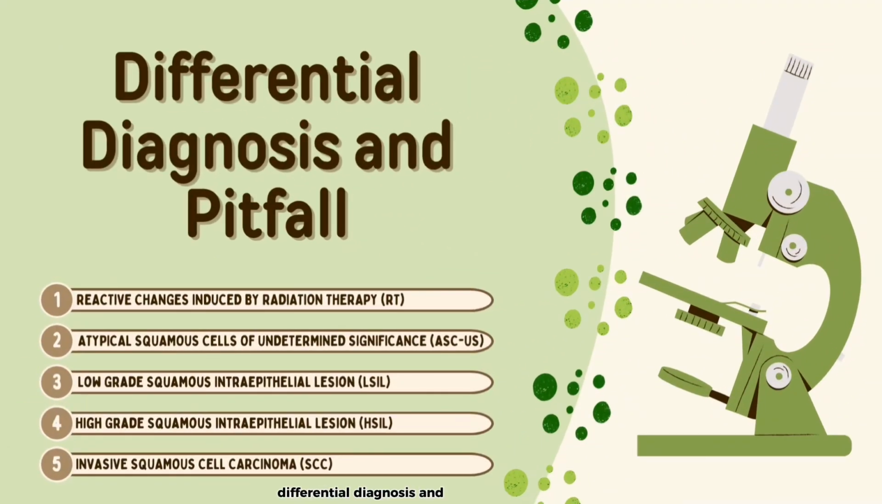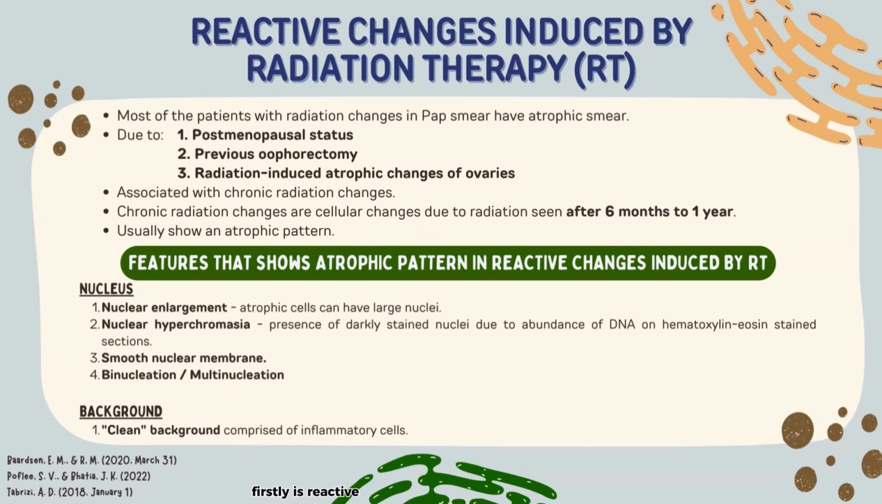Differential diagnosis and pitfall. In atrophic smear, differential diagnosis can be divided into 5, such as reactive changes induced by radiation therapy, ASC-US, LSIL, HSIL, and SCC. Firstly is reactive changes induced by radiation therapy, RT. Mostly, patients with radiation changes in pap smear can have atrophic smear.